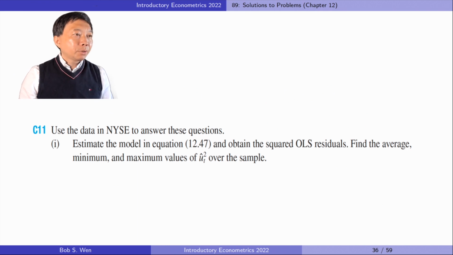Let's look at computer exercise 11. In part 1, estimate the model in equation 12.47 and obtain the squared OLS residuals. Find the average, minimum, and maximum values of mu t hat squared over the sample.